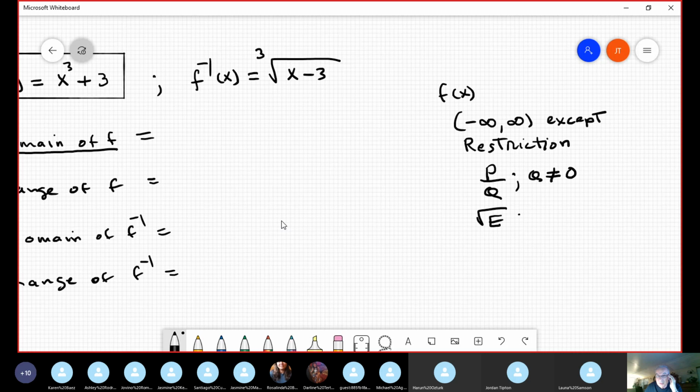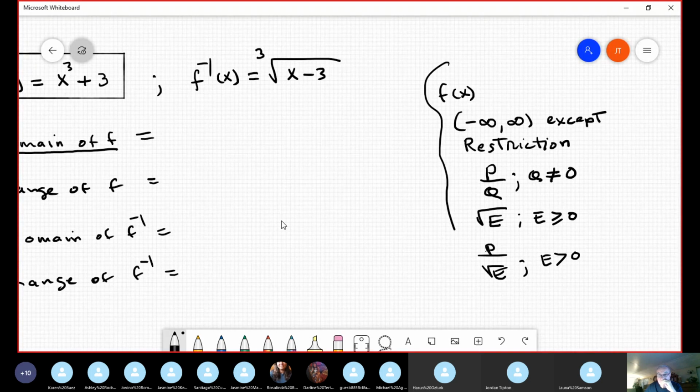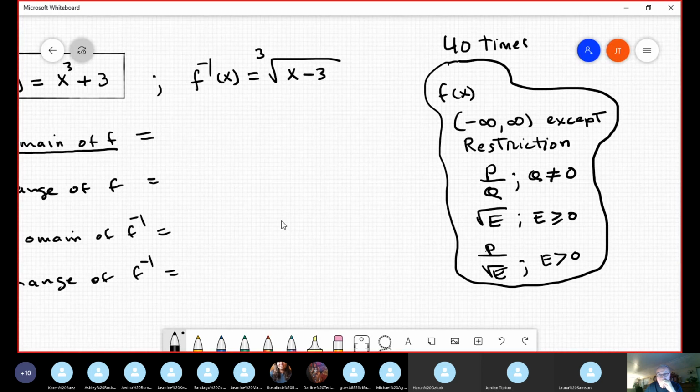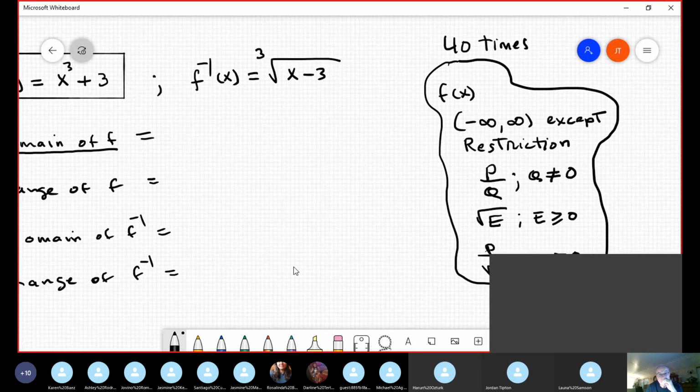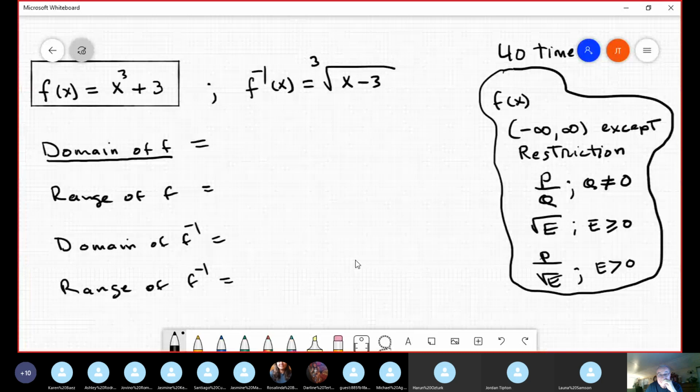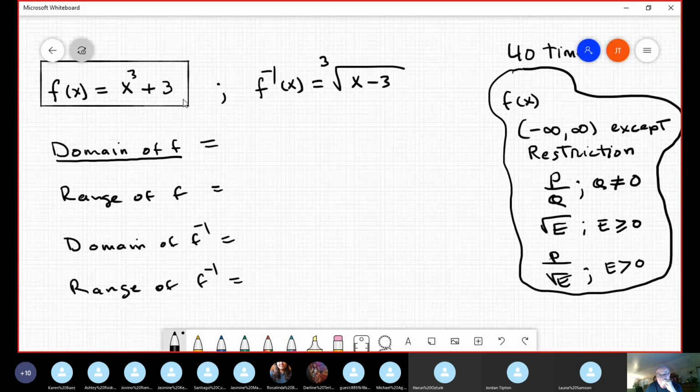Square root, the expression inside, non-negative. And the combination of this and this, and their combination in general, is P over radical E is E positive. Now we discussed this 40 times, no? Yes or no? We discussed this 40 times. And you apply this idea. We discussed, so we apply this idea exactly in the function I put inside the box.